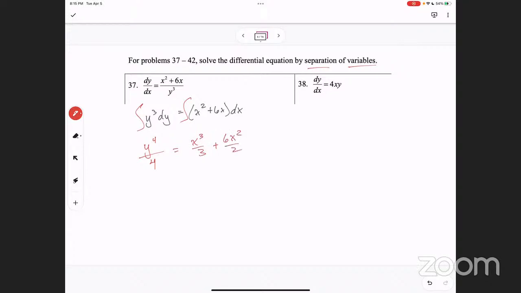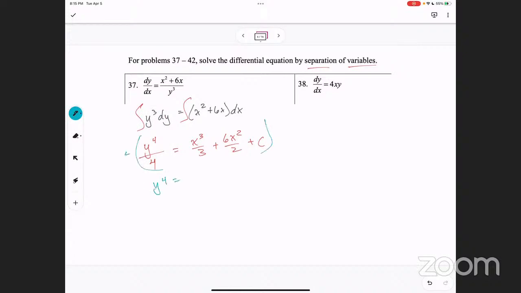6x squared over 2. Is that right? Yeah, that's 3x squared basically, right? Yes. Plus c. And then you multiply by 4. I don't know where you get that from. The reason you multiply by 4 is because you just want to solve for y. You want to isolate it. So multiplying by 4 will get y by itself.